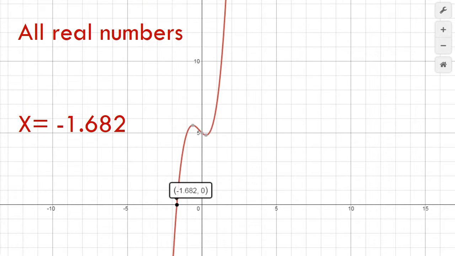Now time to find all real zeros. All I had to do was look at the x-intercept. In my case, x equals negative 1.682.